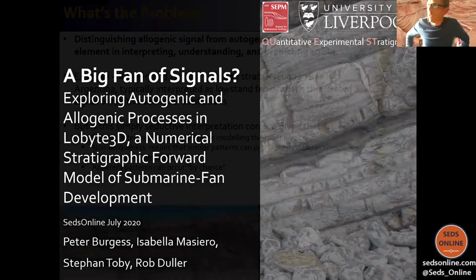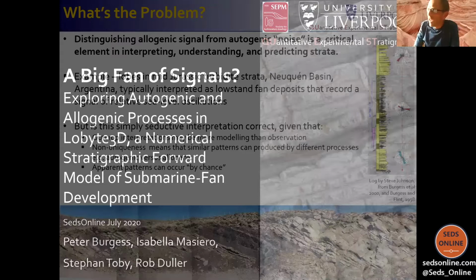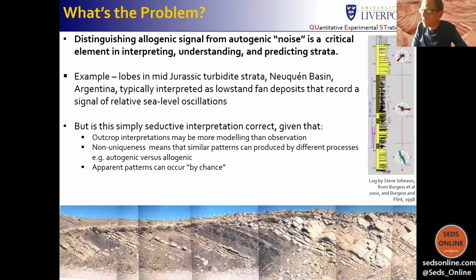So what I'm going to talk about is how do we distinguish an allogenic signal from autogenic noise in strata? This is a critical aspect of how we interpret and understand most stratigraphic sequences.